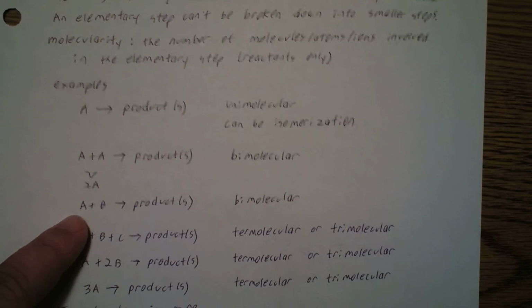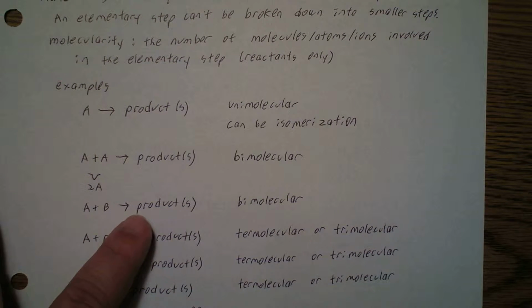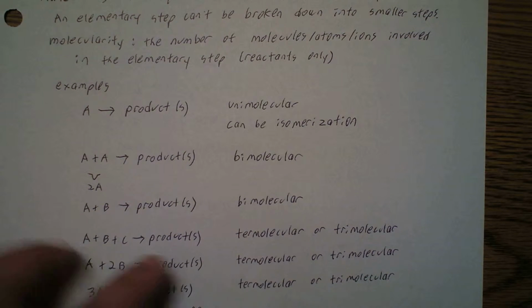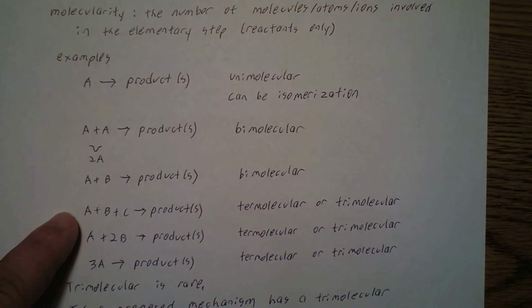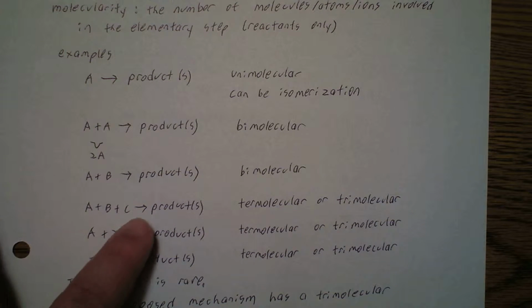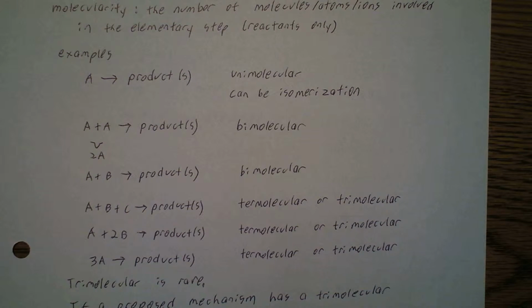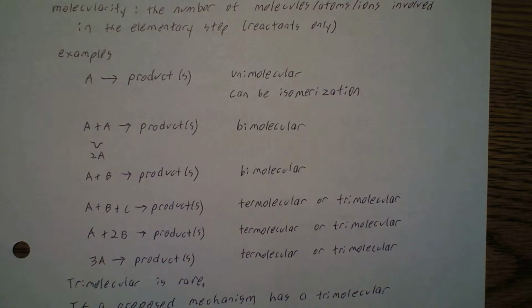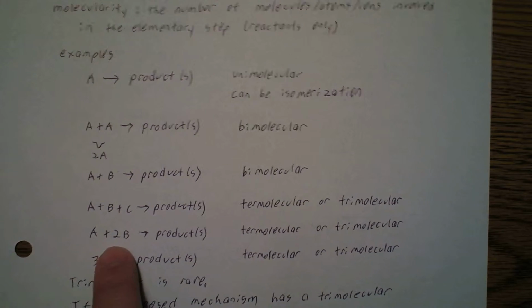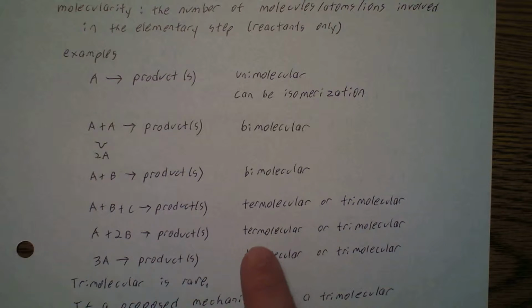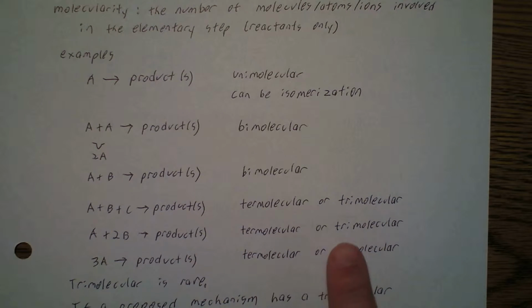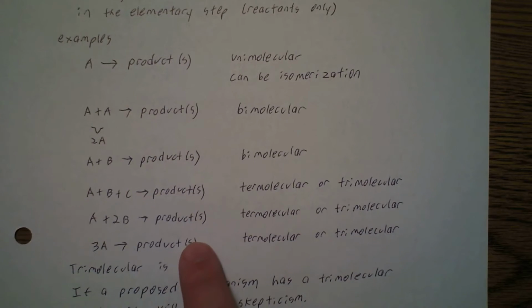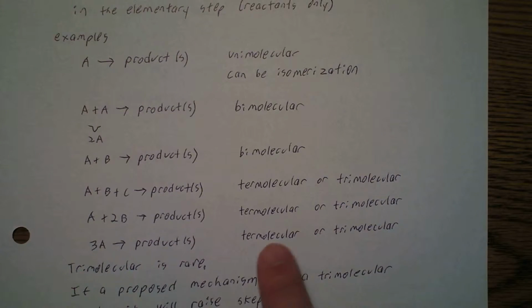Or we could have A plus B going to one or more products. Then we would also say that's bimolecular. Now we could also have A plus B plus C going to one or more products. We would say that's termolecular or trimolecular. Or we could have A plus 2B going to one or more products, and that also is termolecular or trimolecular. Or we could have 3A going to one or more products. That too is termolecular or trimolecular.